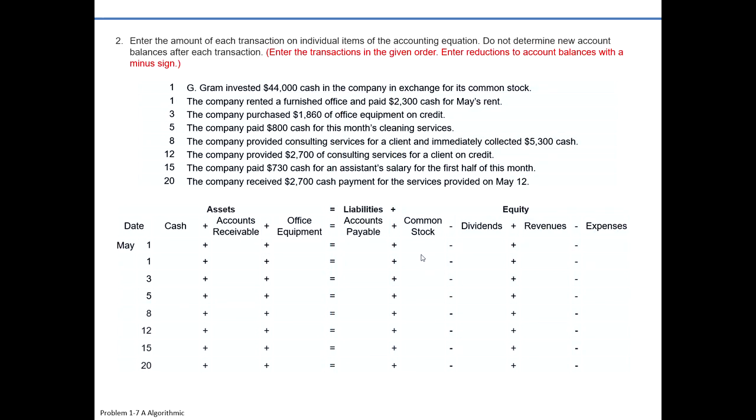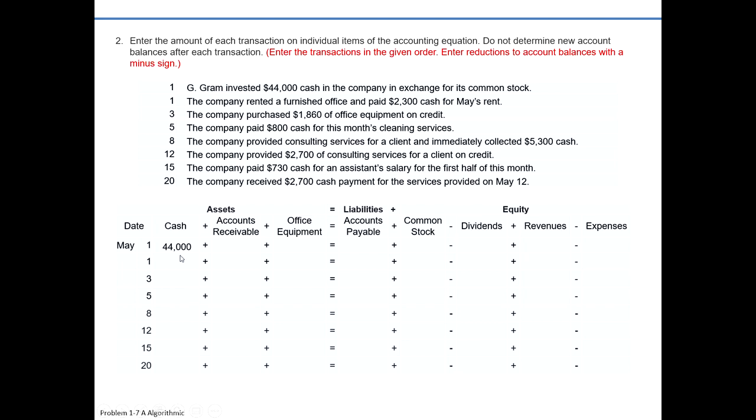Couple important things to keep in mind is that every single activity is going to affect at least two different types of accounts. And also, our accounting equation should always remain in balance. Assets equal liabilities plus equity. So on May the 1st, Gabby Graham's going to invest $44,000 in cash in the company in exchange for stock. Again, keep in mind, why I'm showing cash increasing is we're recording this from the perspective of Graham Company, and Graham Company's cash is increasing by $44,000.